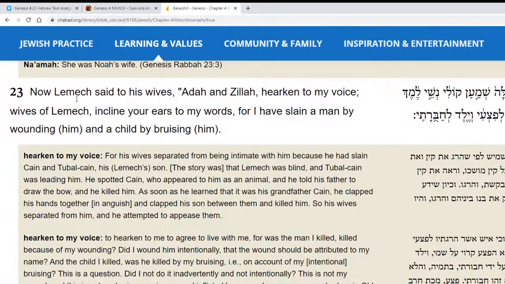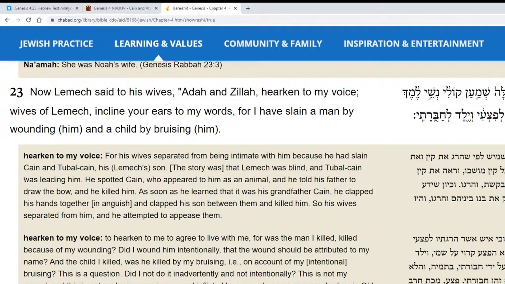Let's see what Chabad has. Now Lamech said to his wives, Ada and Tzila, hearken to my voice. So they're very similar. Wives of Lamech, incline your ears to my words. So ozen means ears, incline. Okay. For I have slain a man by wounding him, and a child by bruising him.